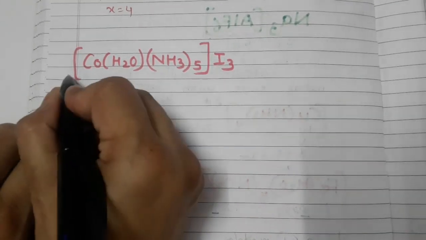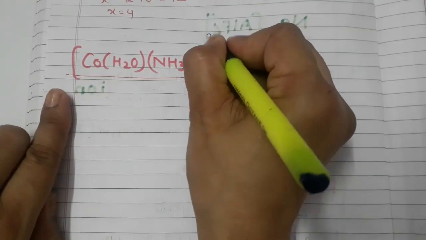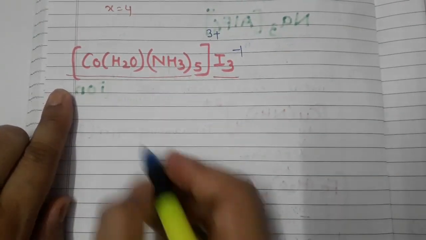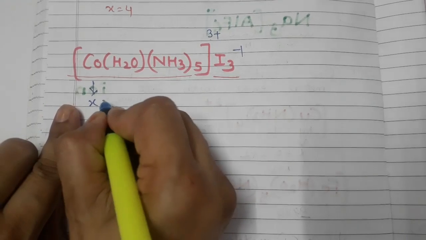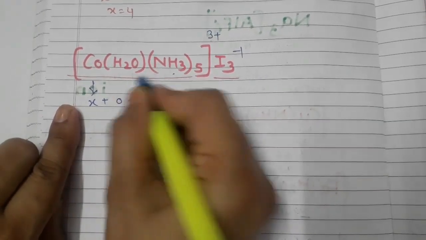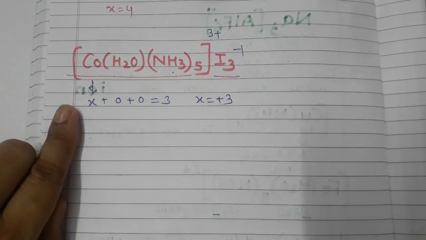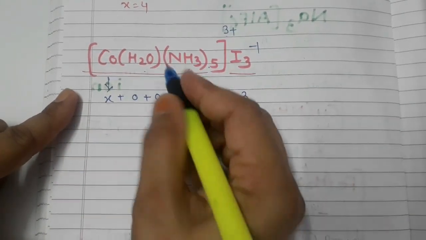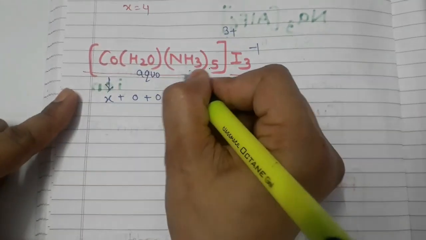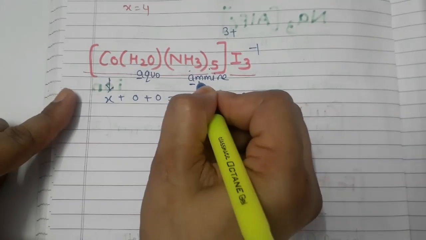Now let us practice one more example. Here this is also of the type of cation and anion. So we are going to split it. When you split it, here 3 plus will come, here minus 1 will come. Let us calculate the oxidation state here itself. Fine. So X plus 0 plus 0, because both are neutral, is equal to plus 3. So the oxidation state of cobalt is plus 3. Now let us name it. It is amine, it is aqua. So just pay attention, it is aquo or aqua, it is amine. Now the first letter is same, but the second letter is M and Q.